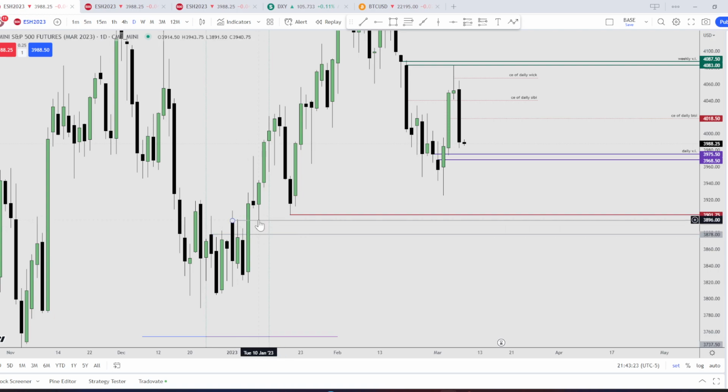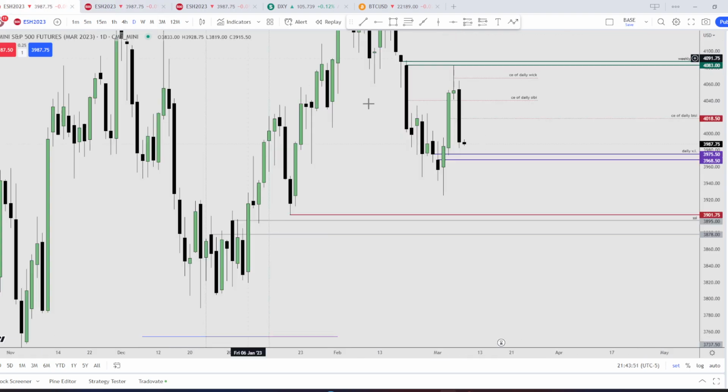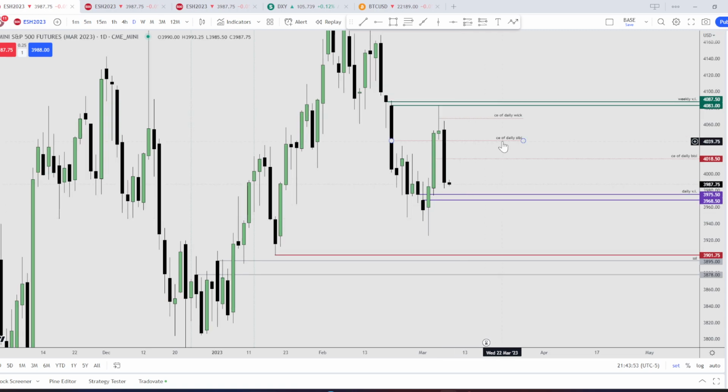This weekend opening gap, there is an unfilled gap right here, right around the consequent encroachment of the gap, and I think that should be the next draw on liquidity. On the weekend gaps chart, as you can see, we are right now resting on one. The next one is right below here, and if it can reach into this, I think this shouldn't be a problem.